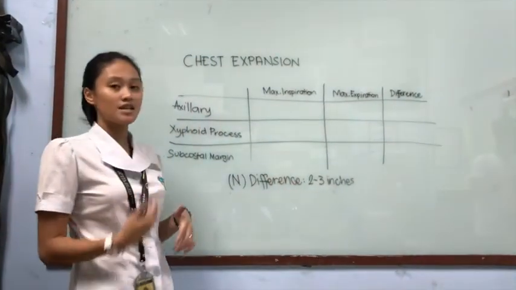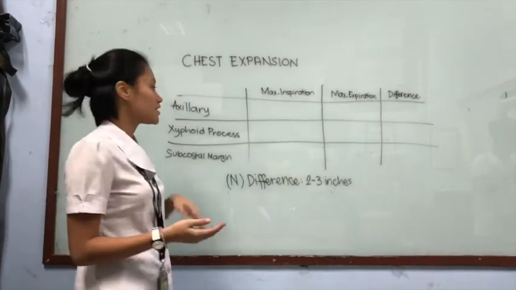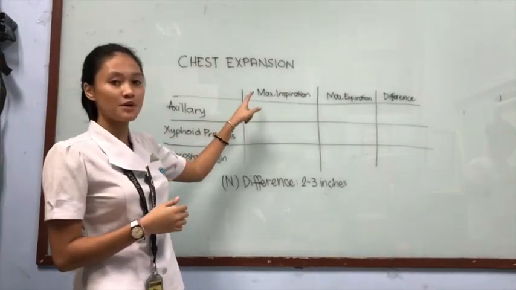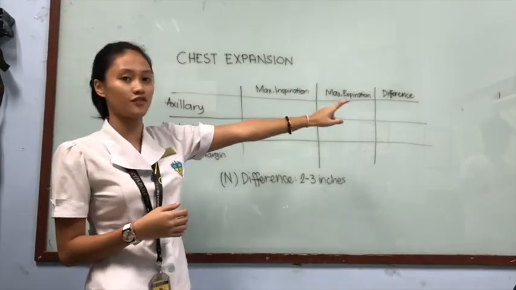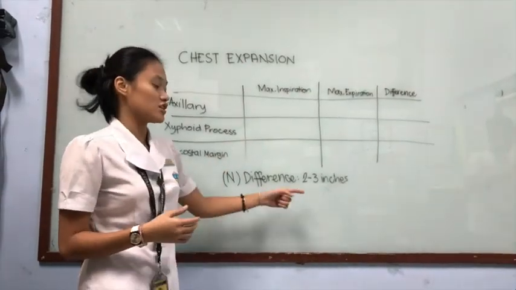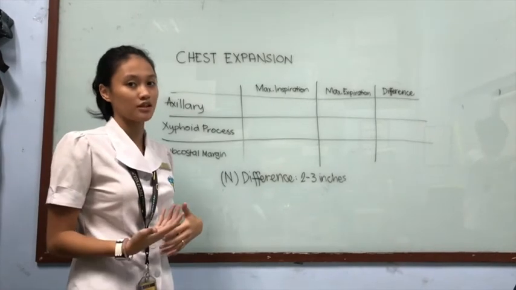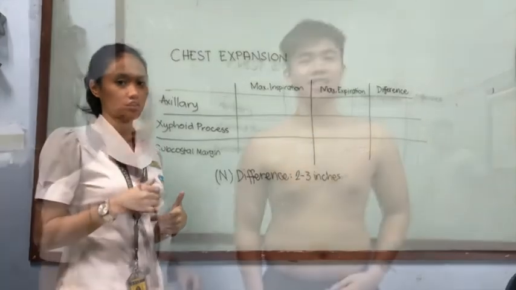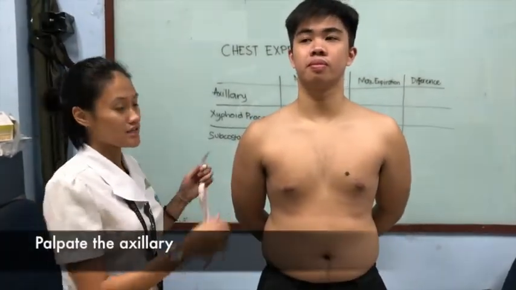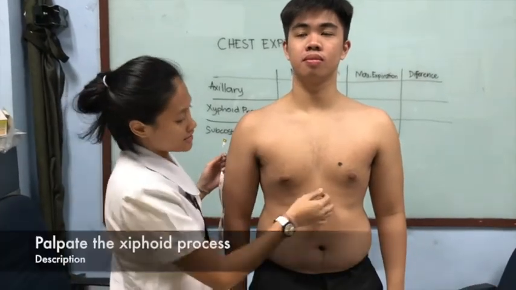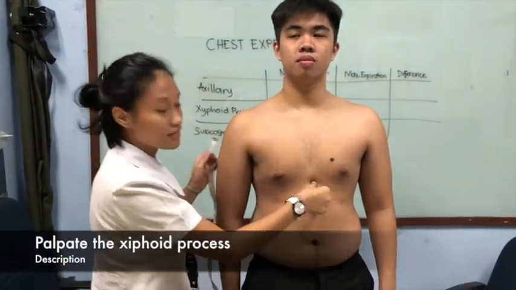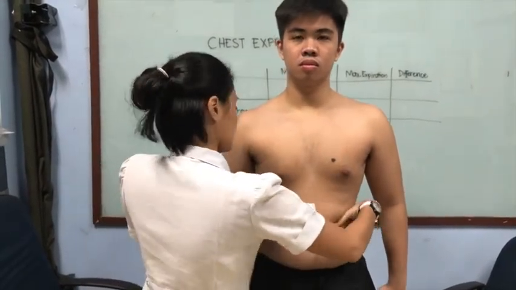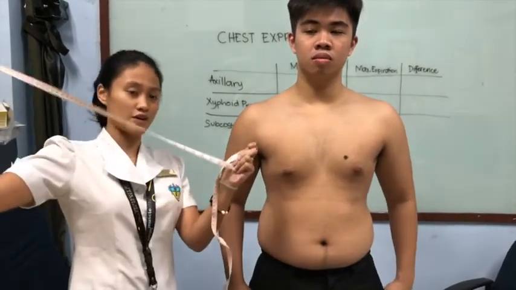So lastly, what we're going to assess is the chest expansion of the patient. This is the table we are going to use when assessing it. We have to indicate the maximum inspiration and maximum expiration of the patient and their difference. The normal difference is 2 to 3 inches, but what we're going to use is centimeters, so we still have to convert it to inches to know if it's normal or not. The landmarks that we should palpate are the axillary, the xiphoid, which is at the T6, and the subcostal margin, which is palpated under the last rib. That's what we're going to measure.